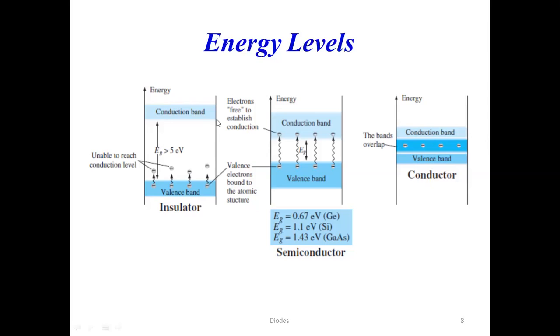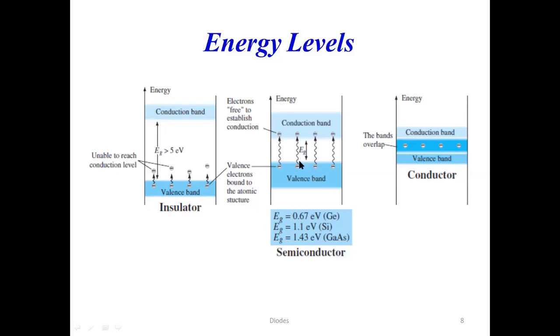Whereas in the case of an insulator, even though you apply some energy, even though you bias this insulator, the electrons which are present in the valence band will not be able to go into the conduction band because of the very, very huge energy gap. And if you consider semiconductor materials, there is a moderate energy gap between the valence band and conduction band.